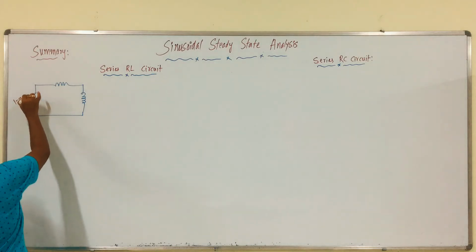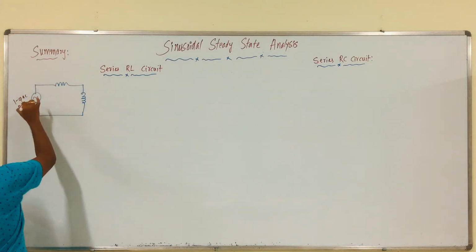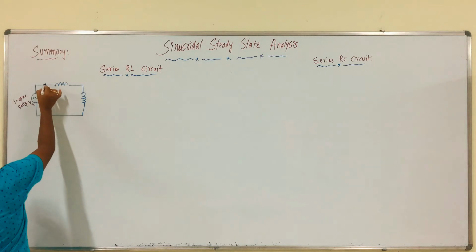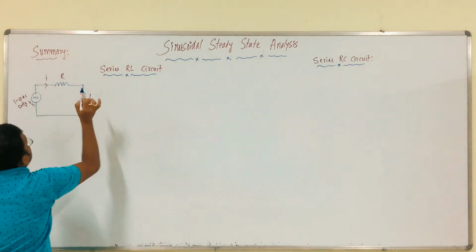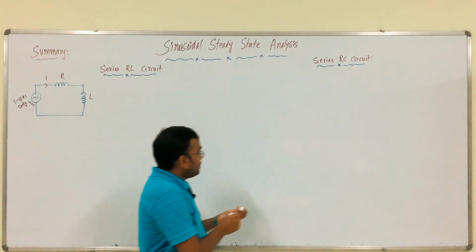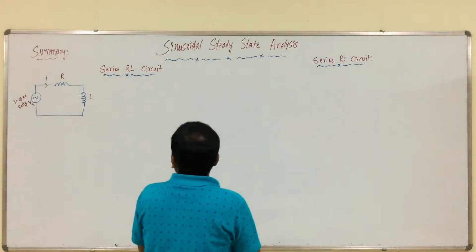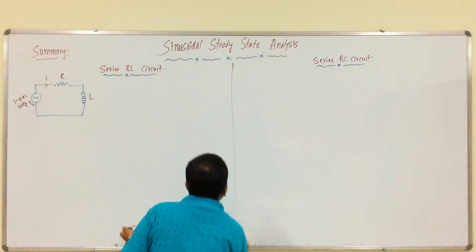Single phase AC, 50 Hz, this is the supply voltage, this is the current, this is R, this is L. Clear? Like that, here it's better to make partitions.